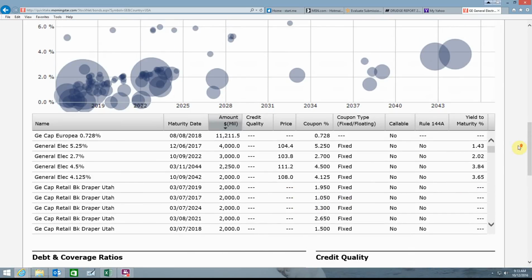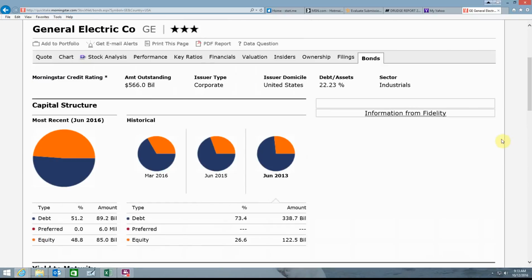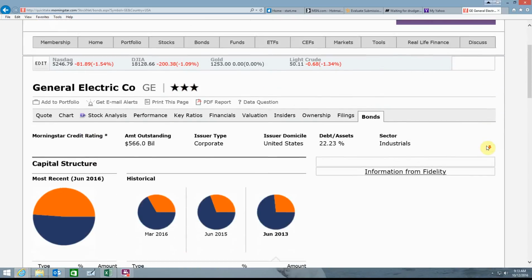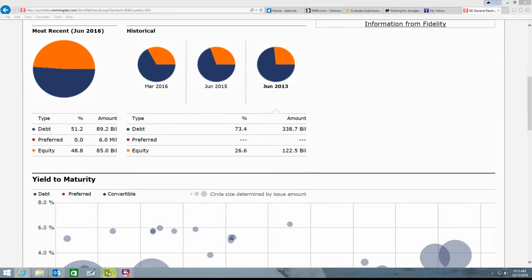Gotta go up. I wonder if it has its rating on here. Morningstar credit rating doesn't say. It's got the 3 stars up there, but that doesn't really tell us much. But anyhow, back to our problem.